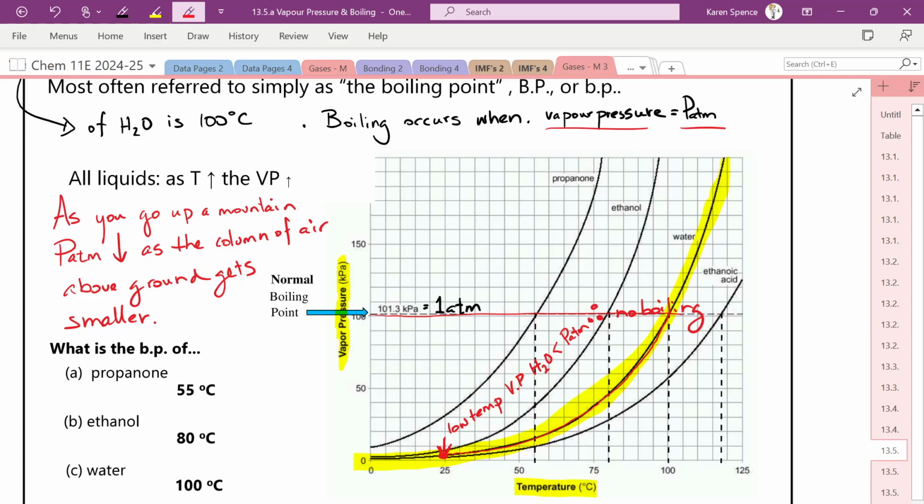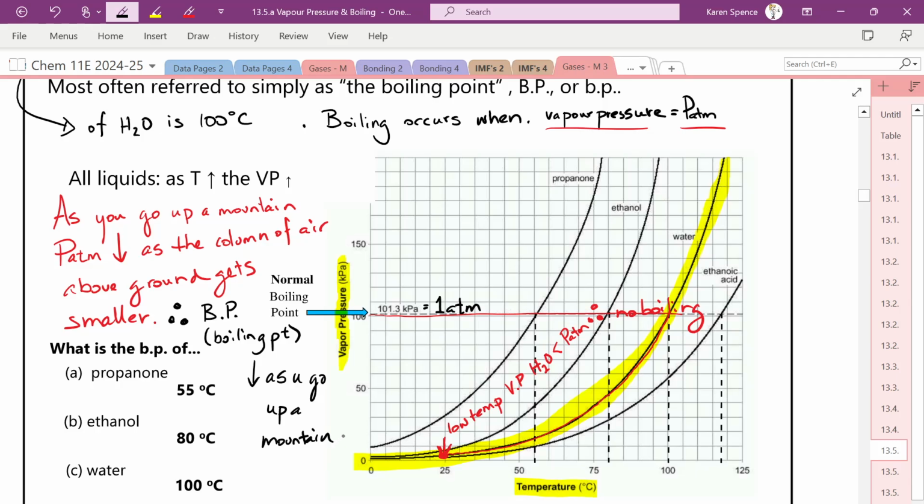All right. So, therefore, boiling point decreases as you go up a mountain. So if you travel to, say, Colorado or Machu Picchu or someplace that's really high up, away from sea level, water might boil at like 98 degrees.